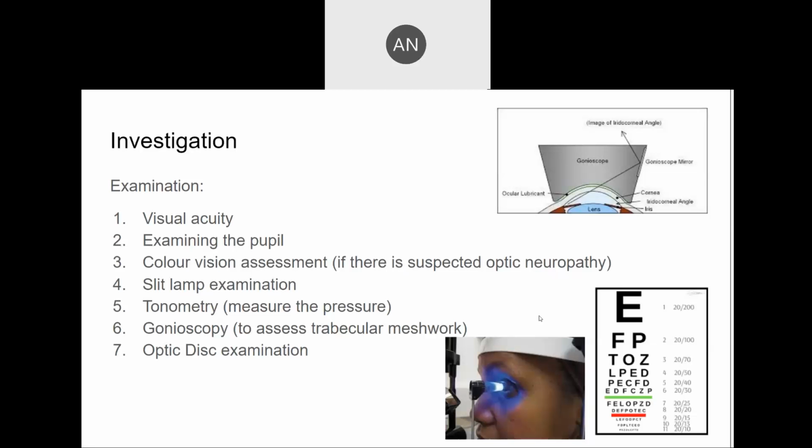Next, we have gonioscopy. Gonioscopy uses the gonioscope. This is to assess the trabecular meshwork, because in the case of open angle glaucoma, there is an open angle. However, there might be damage or a problem with the trabecular meshwork that causes the fluid to accumulate and not drain. Next is the optic disc examination. For optic disc examination, you look for what Yijing just described before.